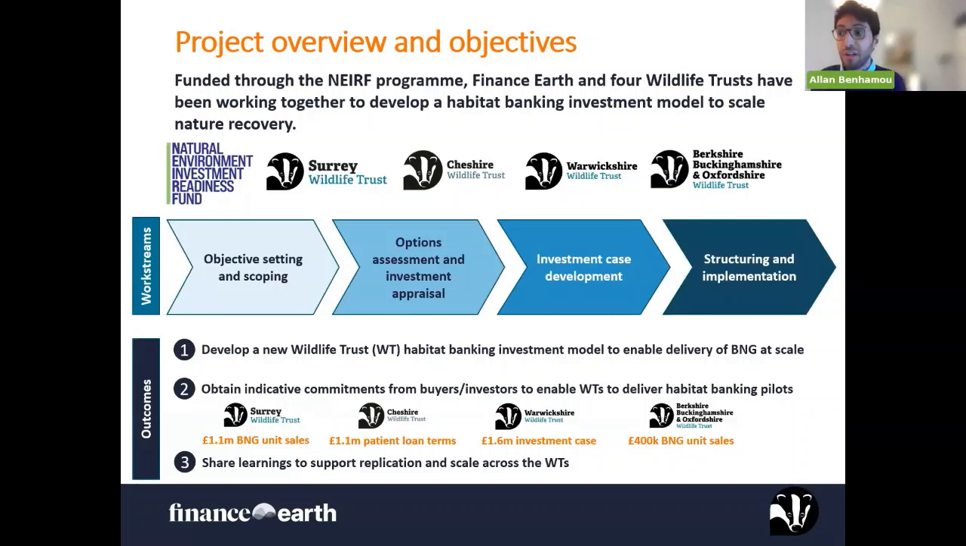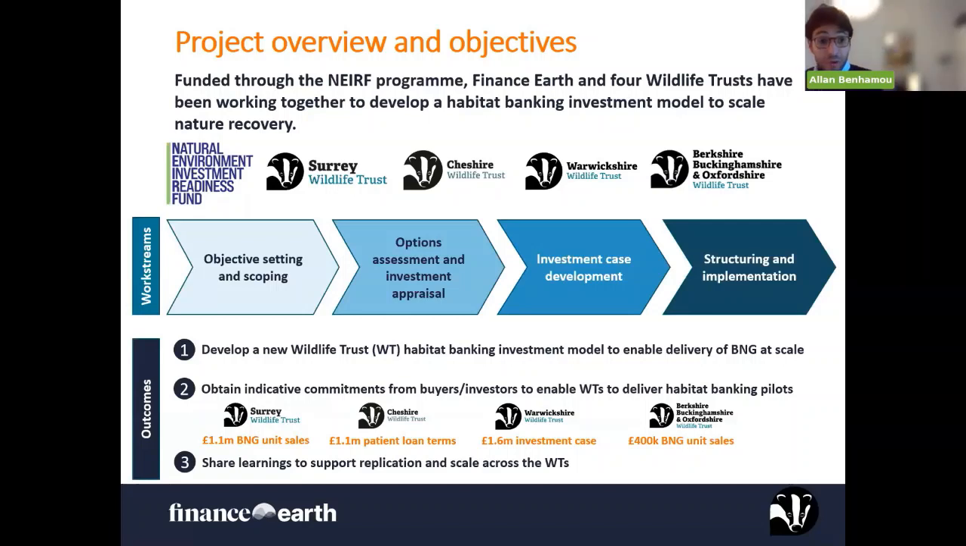I won't go into detail on each work stream, but the initial intent of the project was to start with objective setting and scoping, trying to understand potential demand and what the Wildlife Trust could do in the specific context, working around the specific policy, then assessing the different options for investment, moving on to develop a specific investment case, and then working on structuring and implementation.